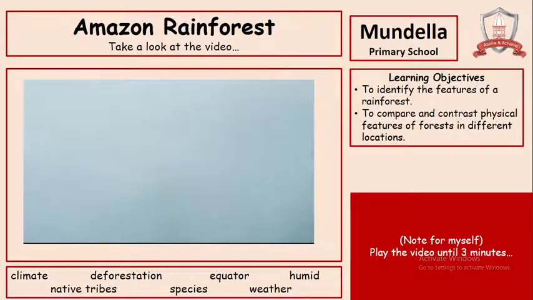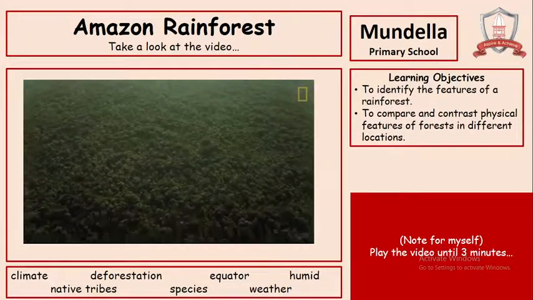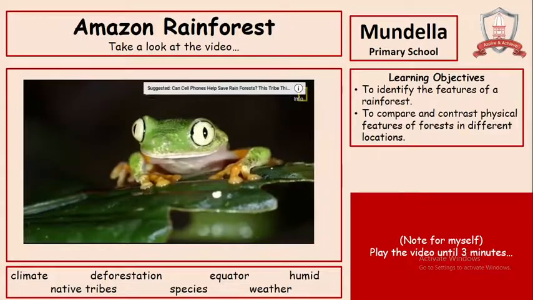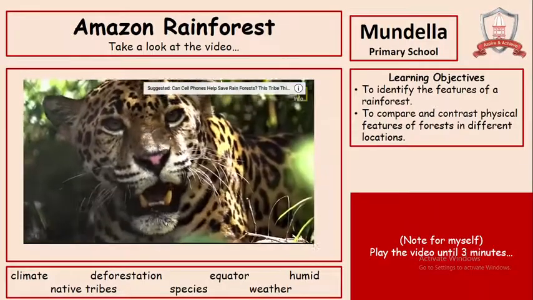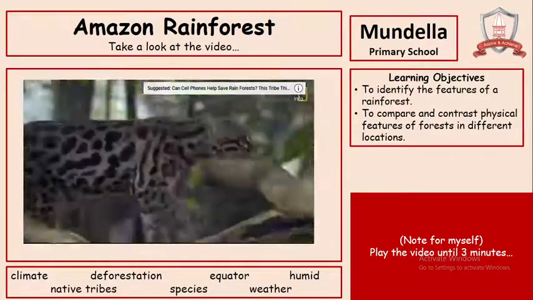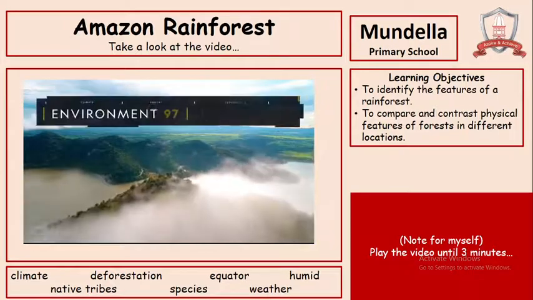Shrouded in a blanket of clouds, they awaken. Their canopies of green glitter in the sun. Their wildlife start to slither, chirp, and growl. And one of the planet's richest ecosystems comes to life.